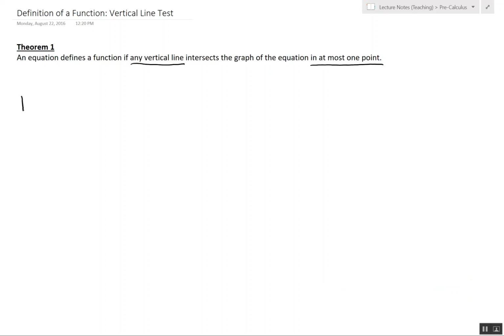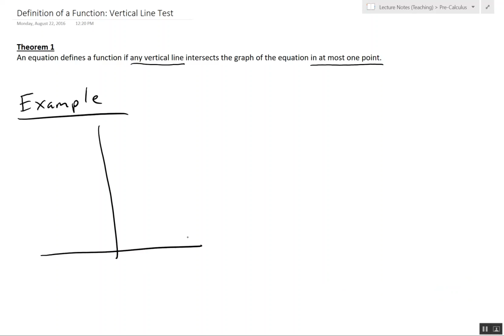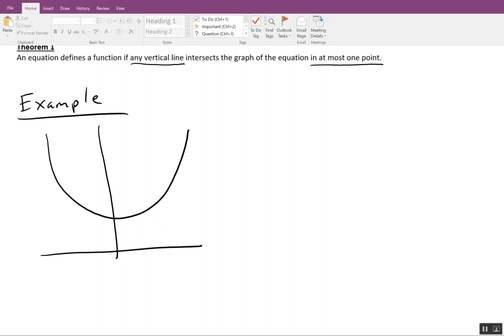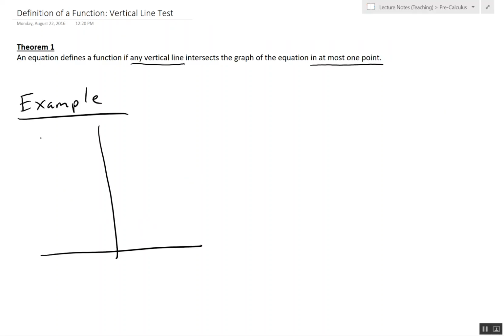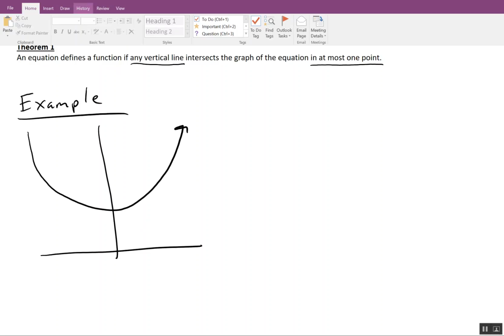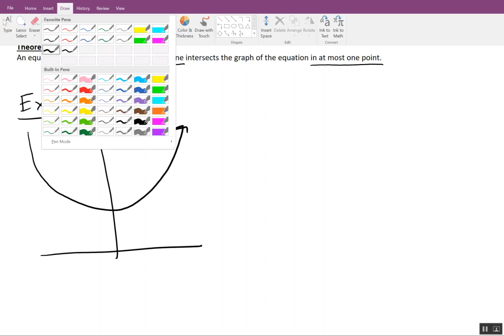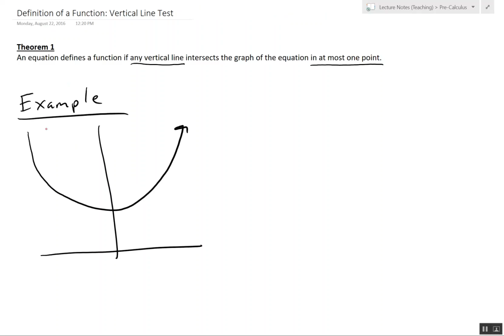So let's do an example of a function. A good example is some sort of parabola, and this is a function. Let's draw that parabola a little more nicely, a little more parabola-like. Let's change this to red so it's nice to see. And if we look at any vertical line that goes through the XY plane, notice that it intersects in exactly one point and only one point.